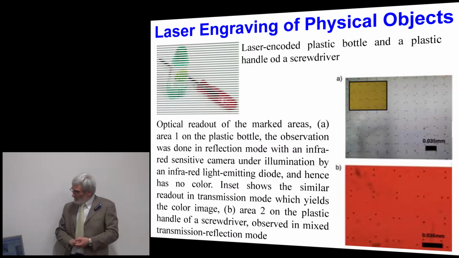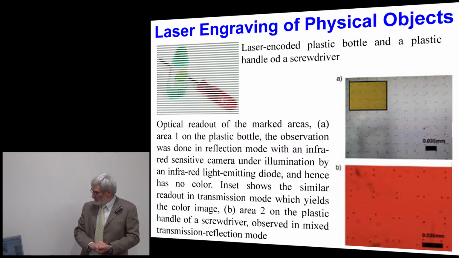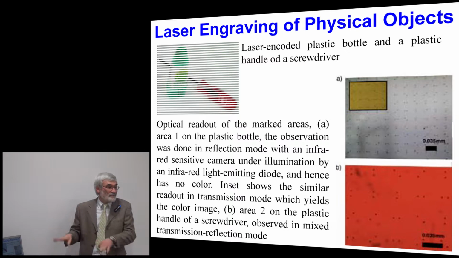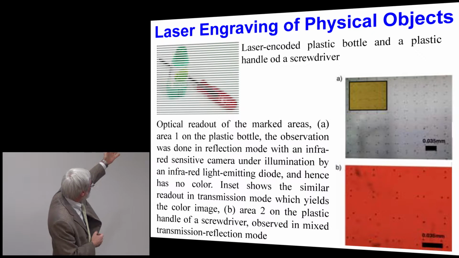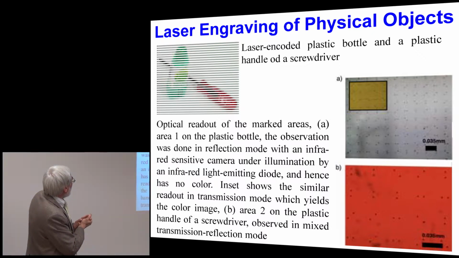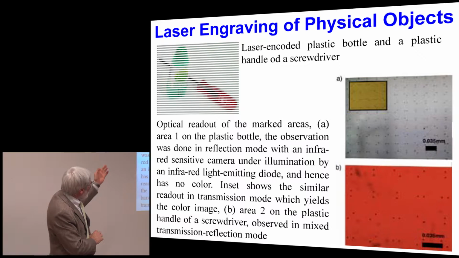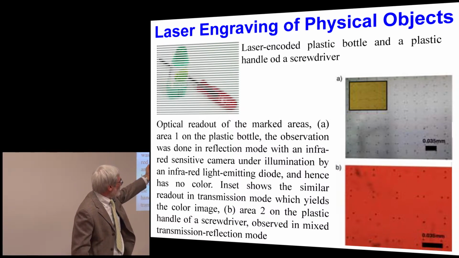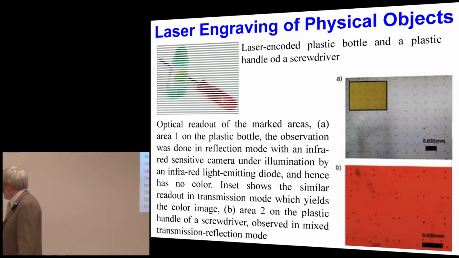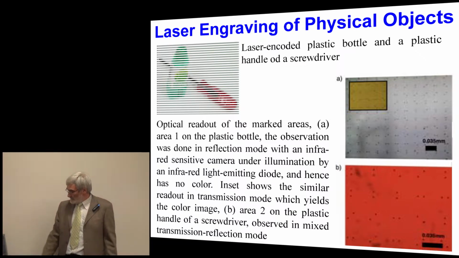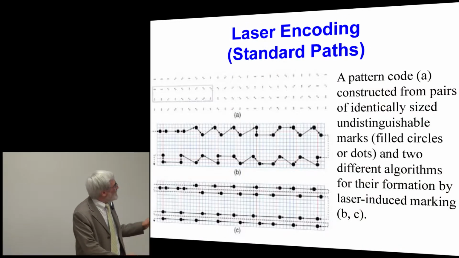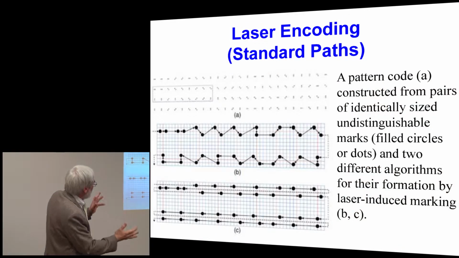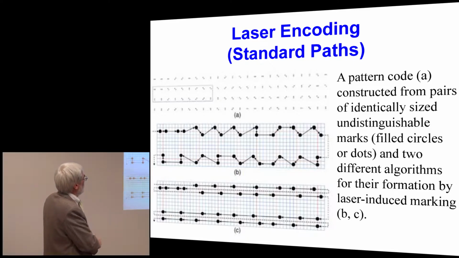We've done some tests, and we have the lasers and everything at my institute, and we played with a bottle with glue and a screwdriver handle. We did encode, and we did extract the code, and that's how it looks on the two snapshots on the right. And then, of course, there are technicalities, so we try different arrangements and try to optimize the encoding paths and things like that.